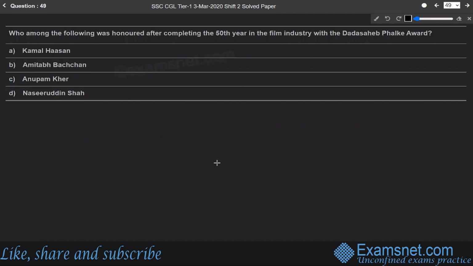Next question is, who among the following was honored after completing the 50th year in the film industry with the Dada Saheb Phalke Award? And the options are Kamal Hassan, Amitabh Bachchan, Anupam Kher, and Naseeruddin Shah. So first, let us know about all these personalities. First option is Kamal Hassan. He was honored with the Padma Bhushan and Padma Shri Award.